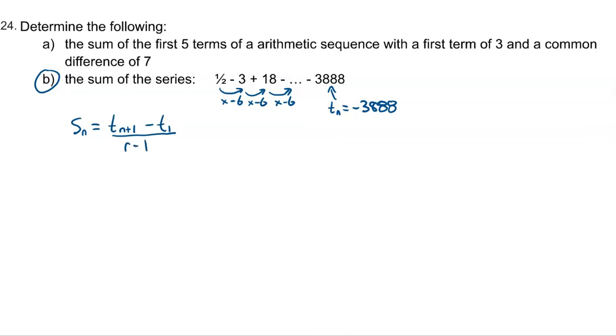So it's n plus 1. What that means is it's the term past the last term. So if the last term is negative 3,888, that means that Tn plus 1 is that times negative 6, which gives me in this case a value of 23,328.